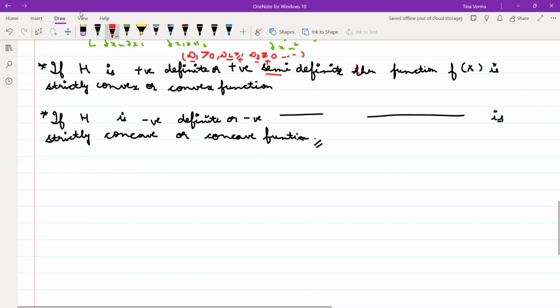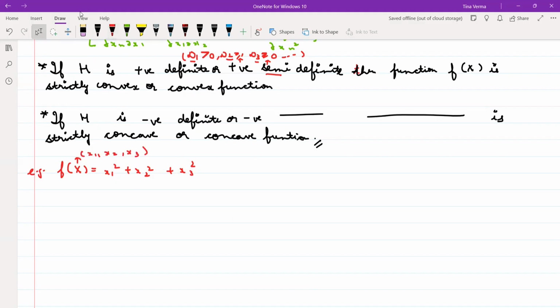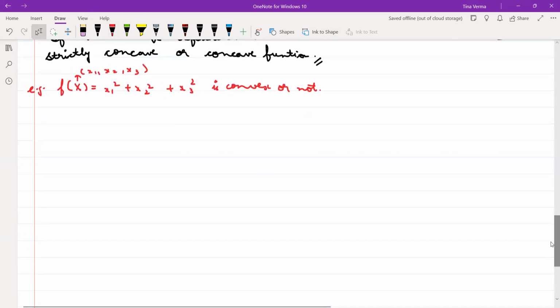So for the same thing that I have told you, we can go for an example. I have to check f of x, where x is x1 square plus x2 square plus x3 square. So here x corresponds to my three variables x1, x2 and x3. You have to check whether this is convex or not. If you check it mathematically, it will be very difficult, that you take the CLC, then take the square and apply it for the function. It will be very complex, right?